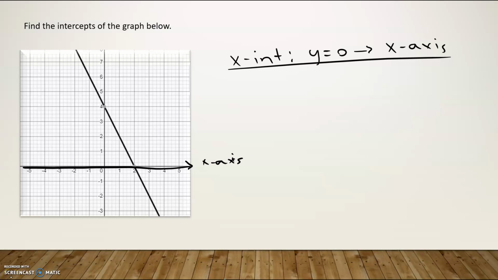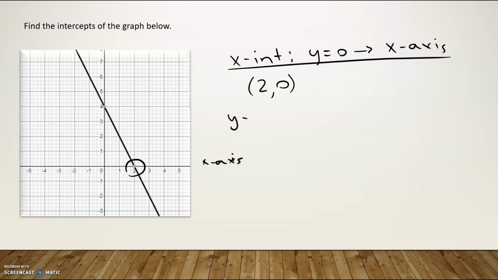Alright, this is part 3 of section 4.1. We're trying to find the intercepts for this graph below. If we're looking at the x-intercept, that means y is equal to 0. And if y is equal to 0, that means we're on the x-axis, right here. It looks like the graph crosses the x-axis right here, and that has the ordered pair of (2, 0). Okay, so the x-intercept is (2, 0).